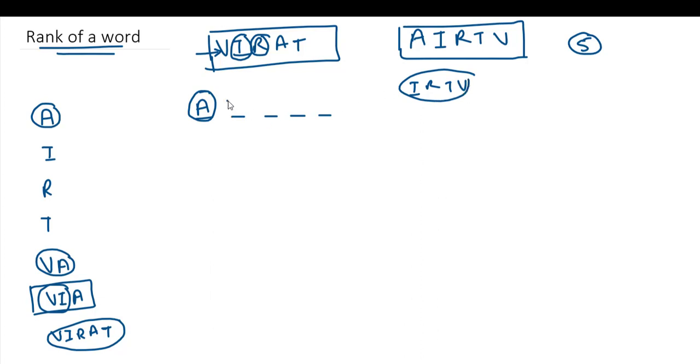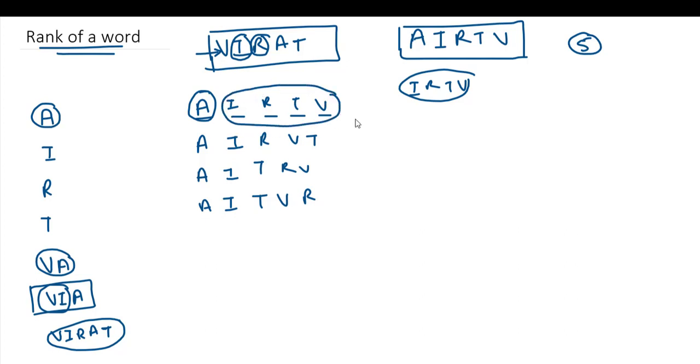So the very first word will be A, I, R, T, V. Then the next word will be A, I, R, V, T. Then the next word will be A, I, T, R, V. Then the next word will be A, I, T, V, R. In this way, we'll have to find all the words which will be starting with A. This can be done by arranging these 4 letters in 4 places. Using the formula for permutation, 4 letters to be arranged in 4 places can be done in 4 factorial ways. So there will be 4 factorial words which will be starting with this letter A.